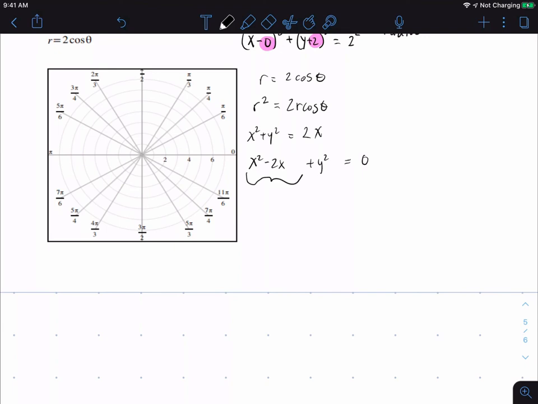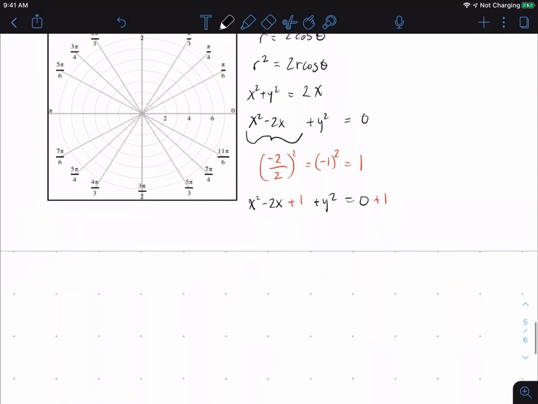And so here's where I need to complete the square. So I have the 2x, so I'm going to take that negative 2, divide it by 2, and then square. So that's going to be negative 1 squared, which is a 1. And so I should get x squared minus 2x. I want to be consistent with what I've done. So I got to add one here, so I got to add one there, so I keep balance on both sides. Now this is factorable. So I should get (x minus 1) quantity squared, plus y squared is equal to 1. And this is our equation.